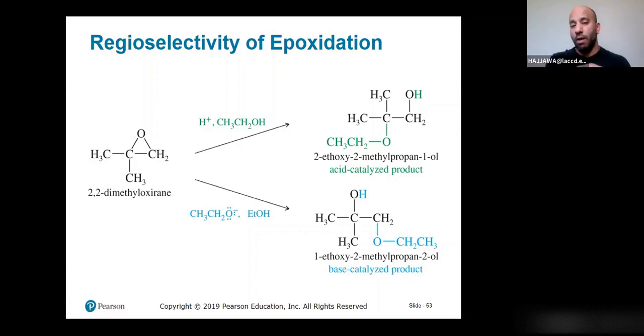the more substituted carbon. What happens if I have ethoxide instead of ethanol and H+, I have ethoxide and ethanol. No acid condition, it's a base catalyzed approach. What's going to happen? The O- will attack the less sterically hindered carbon, and that CH2 will end up the one that's going to be attached to the OCH2CH3. And in both cases, whether you attack this carbon or the other, you end up obviously making the alcohol after the epoxide opening. So this is important to keep in mind.